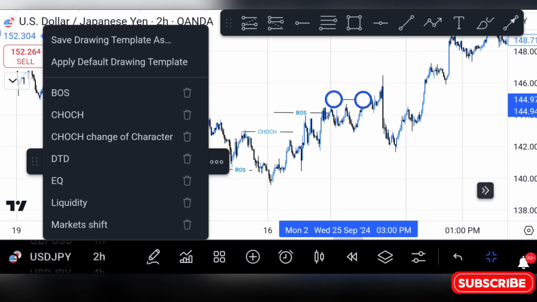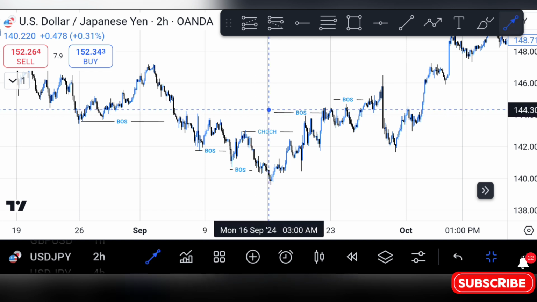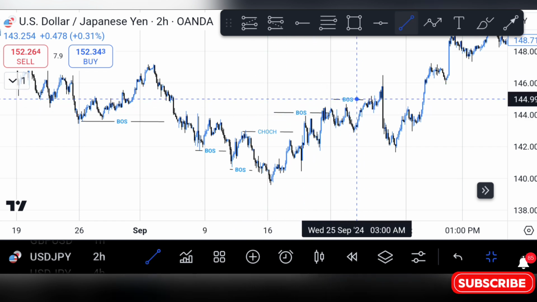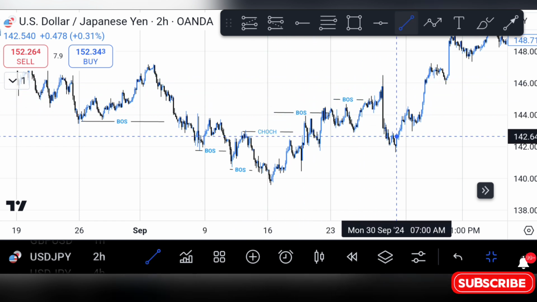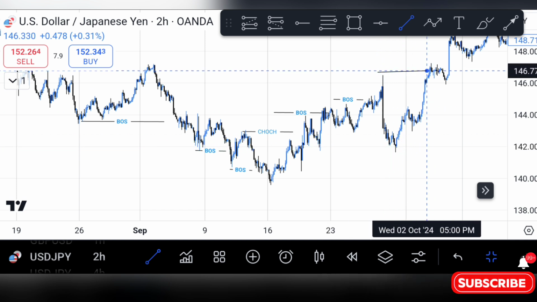Let me do it like this. Okay, so that is how it is. You can see this one too. You can also say this is a new high here, push from here to the downside, and now push from there. There's another break of structure that has happened here.